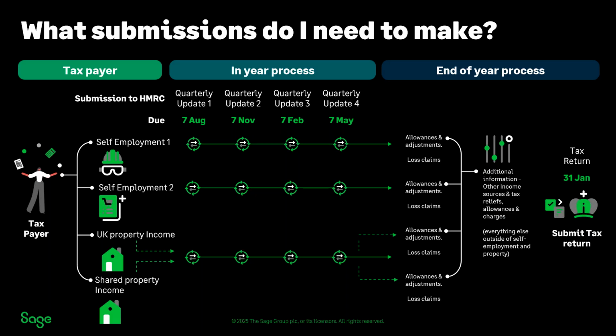If you miss any of the above deadlines, penalty points will apply. Under the new penalty regime, you will accrue points for late submissions and late payments, and these will translate to monetary fines once a certain number of points have been accrued.